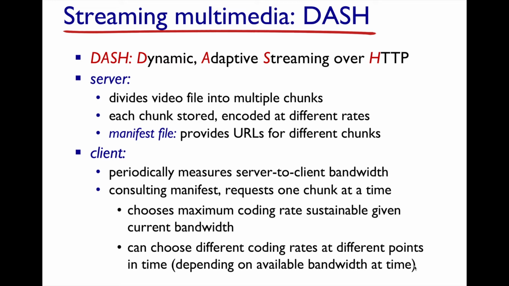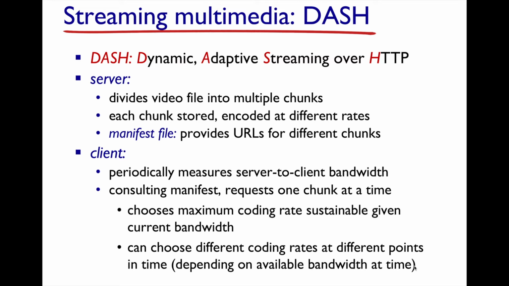So the client can then use this information, the time and the amount of bits it has received, and it can measure the effective bandwidth, the rate at which it's getting data. Now, the client does this periodically. It measures the server to client bandwidth. And then based on this bandwidth, it can consult this manifest and request one chunk at a time.